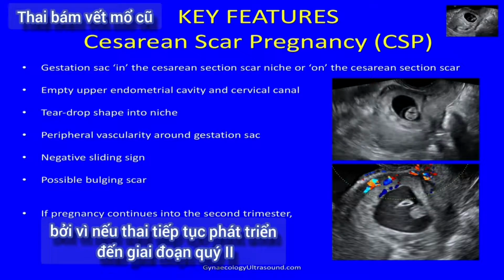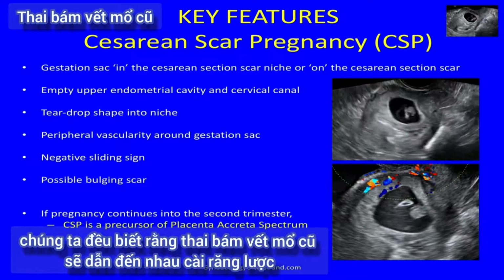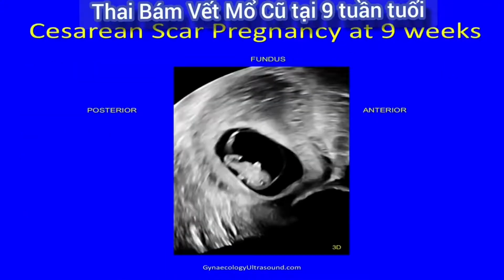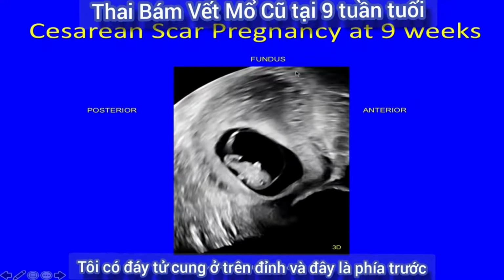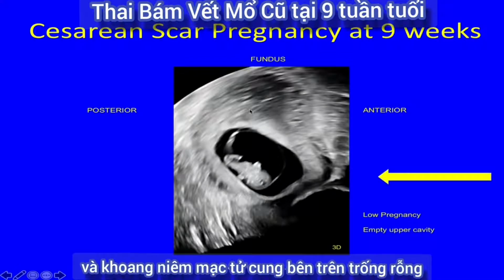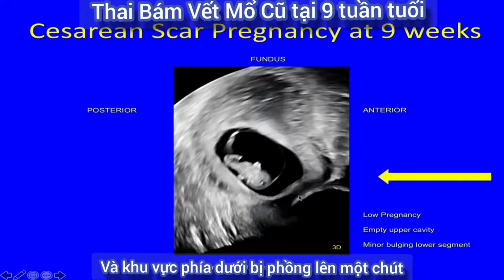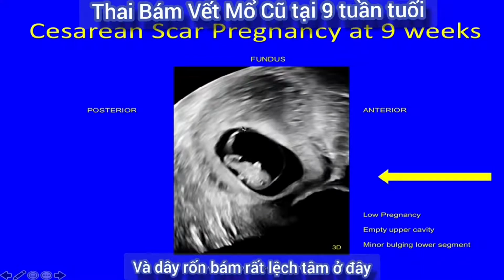Because if the pregnancy continues into the second trimester, we know that scar pregnancy is a precursor of placenta accreta spectrum. This is what the 3D of that case looks like, and I've got the fundus at the top here and anterior here. And what you can see is that the pregnancy is embedded low in the uterus, that the endometrial cavity, the upper cavity, is empty, and that the lower section is bulging a little bit. And you can also see that the placenta here is embedded in the section scar, and here's a very eccentric insertion of the umbilical cord.